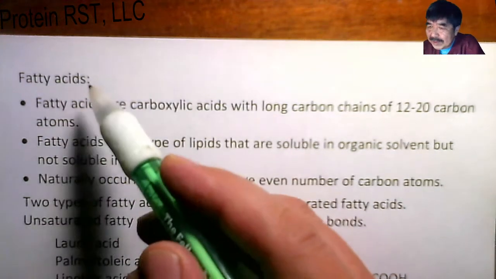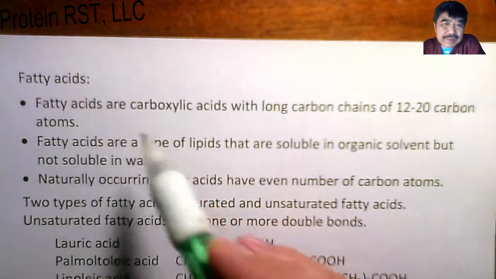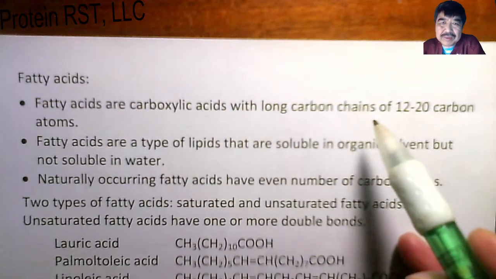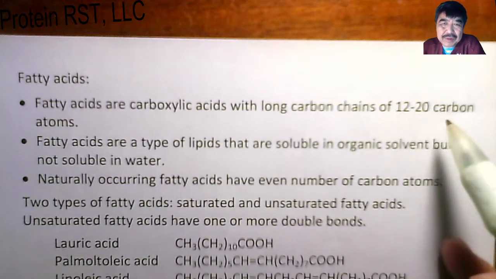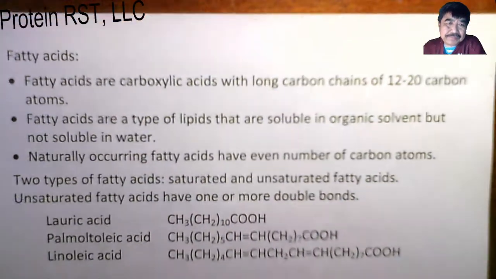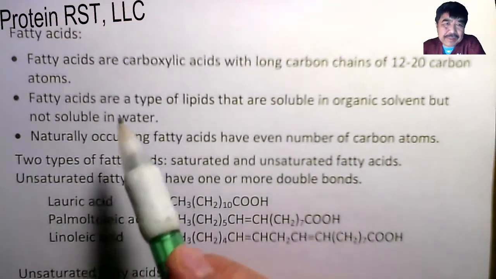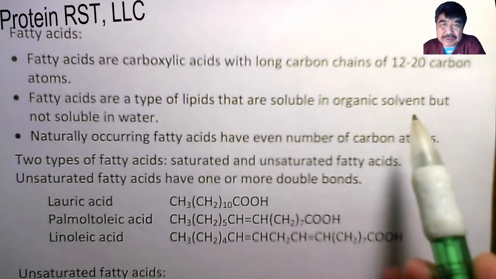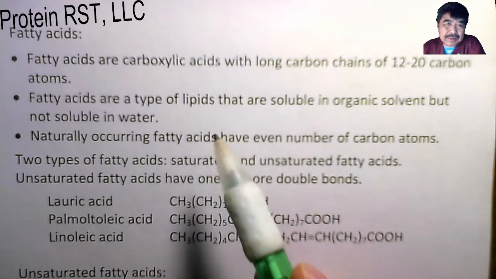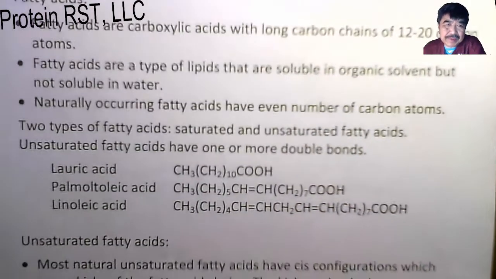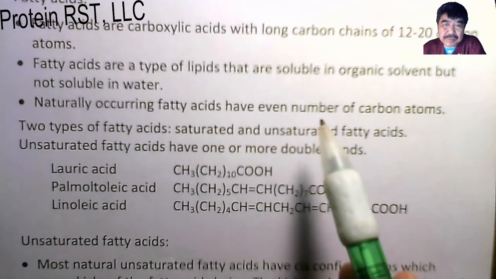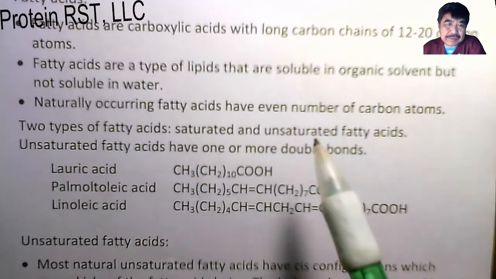Let's take a look at the fatty acids. Fatty acids are carboxylic acids with long carbon chains of 12 to 20 carbon atoms. Fatty acids are the type of lipids that are soluble in organic solvents, but not soluble in water. Naturally occurring fatty acids have an even number of carbon atoms.